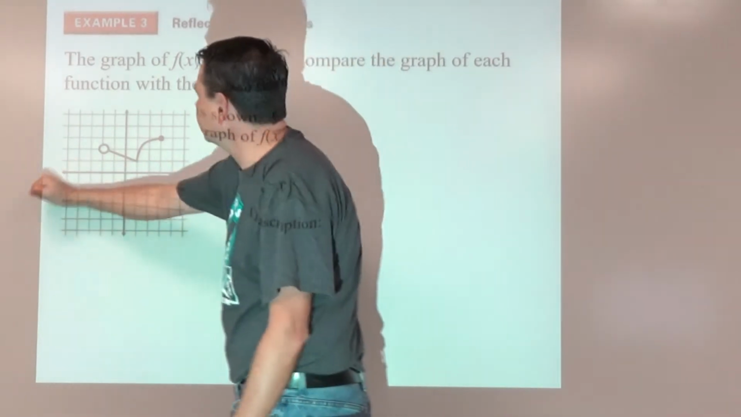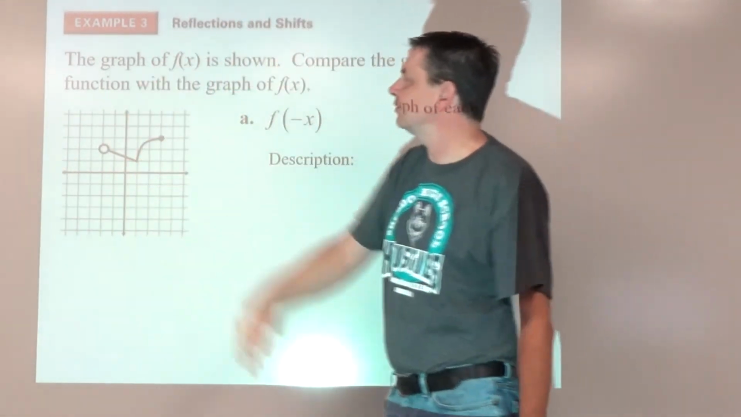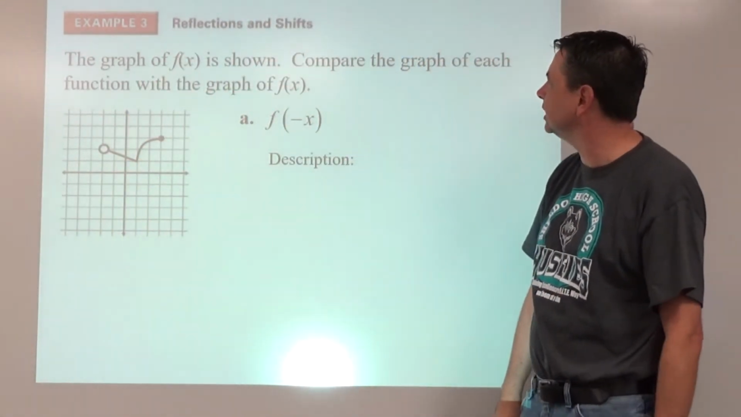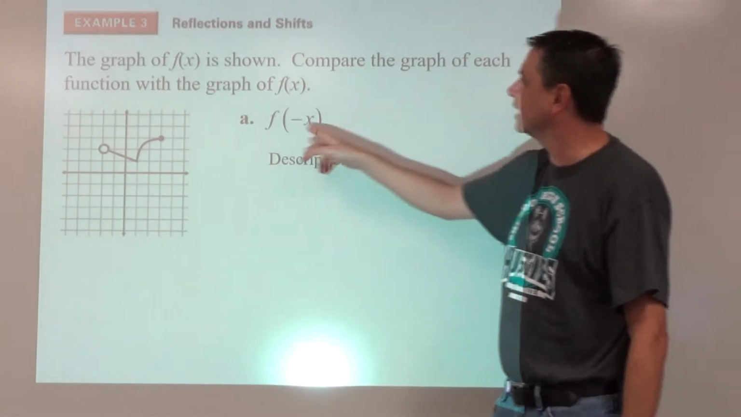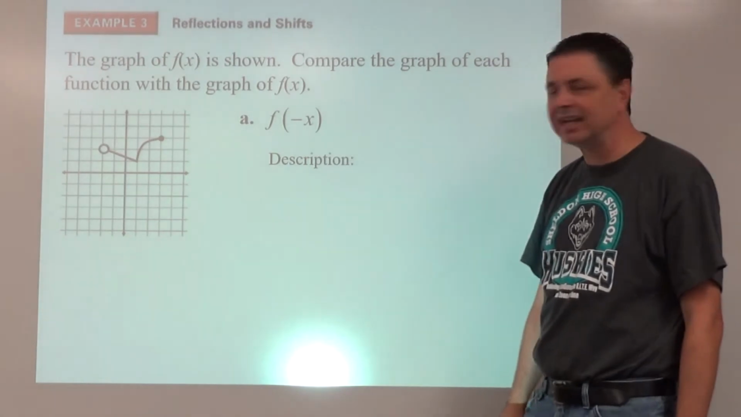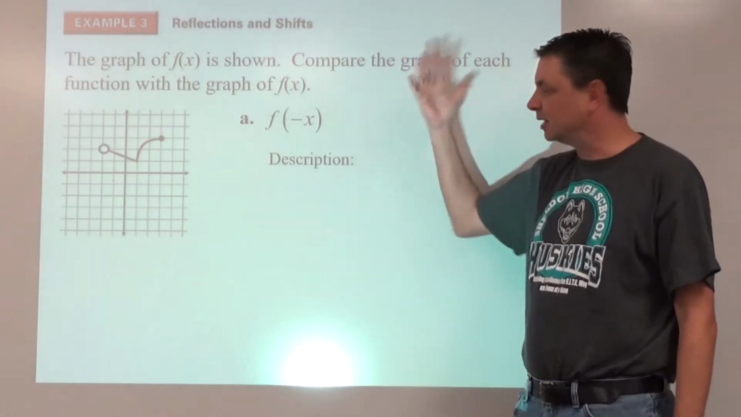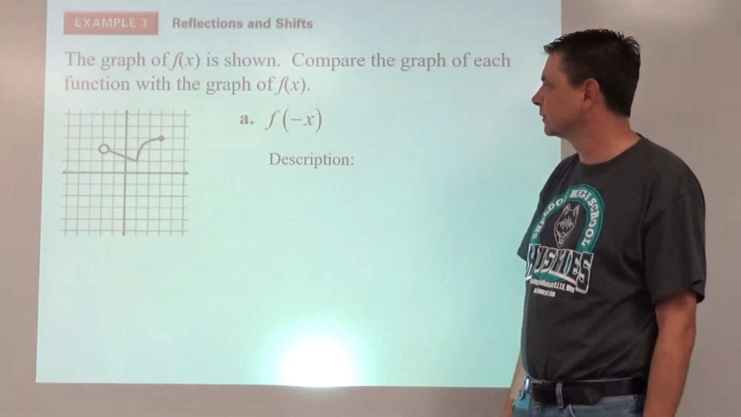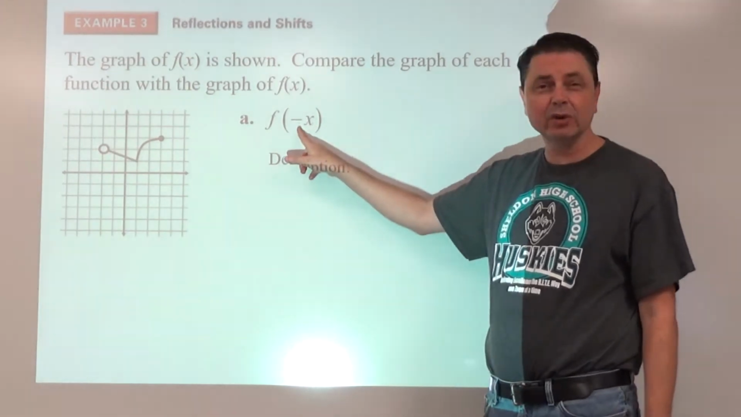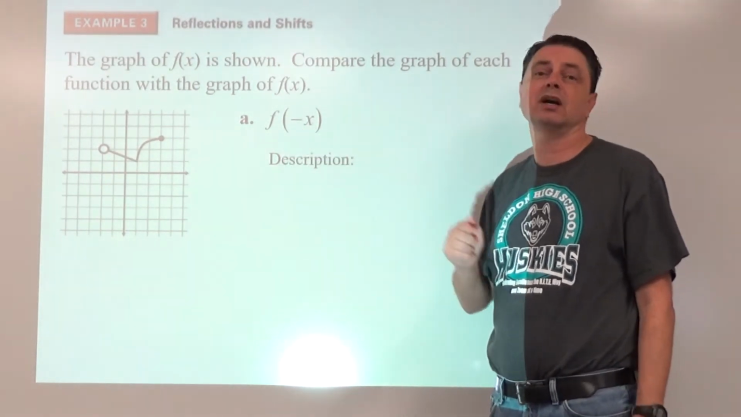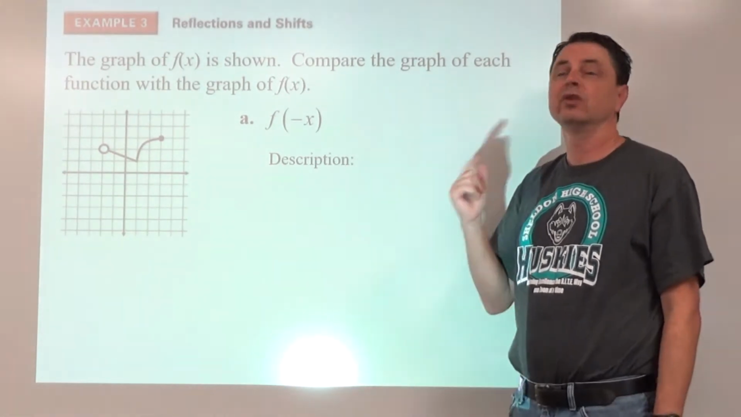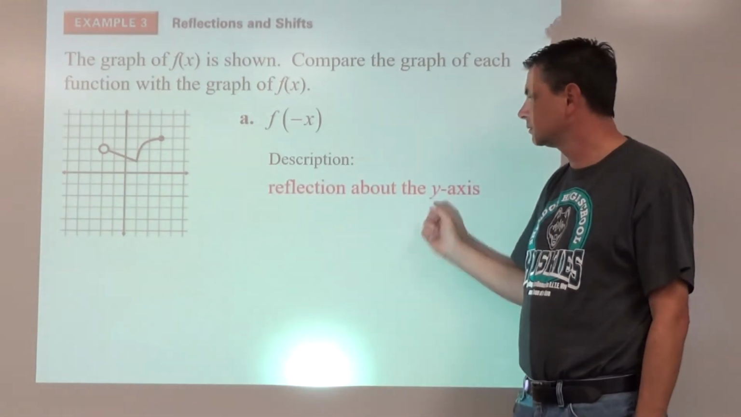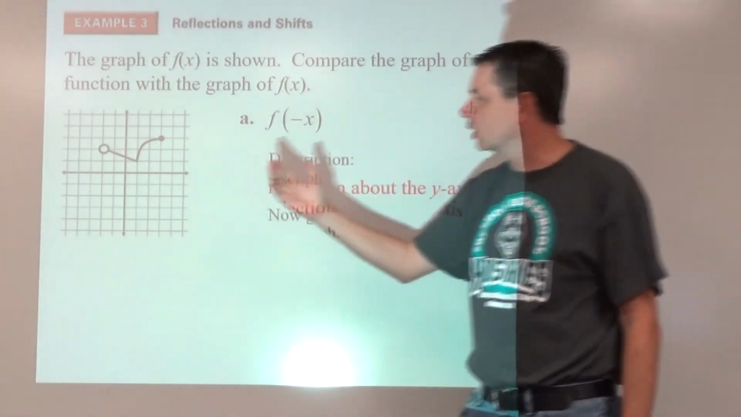All right, we've got a function. This is the graph of f of x, whatever that might be. And we want to compare that to the graph of f of negative x. We'll describe it, and then maybe show the graph as well. So we've got our negative going inside the function, so we need to be talking about that being a reflection in which axis? The y-axis. So we're going to flip everything across the y-axis.